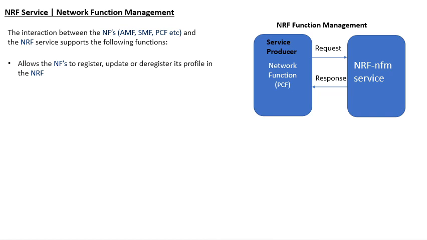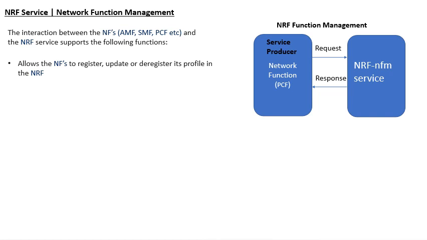The producer can also send the update notification. Update notification means, for example, if there is any change in the network function profile, let's say change in load, change in capacity, change in DNN, change in SUPI range, these network function profile updates will be sent from the producer to the NRF, so that NRF updates its database based on that.